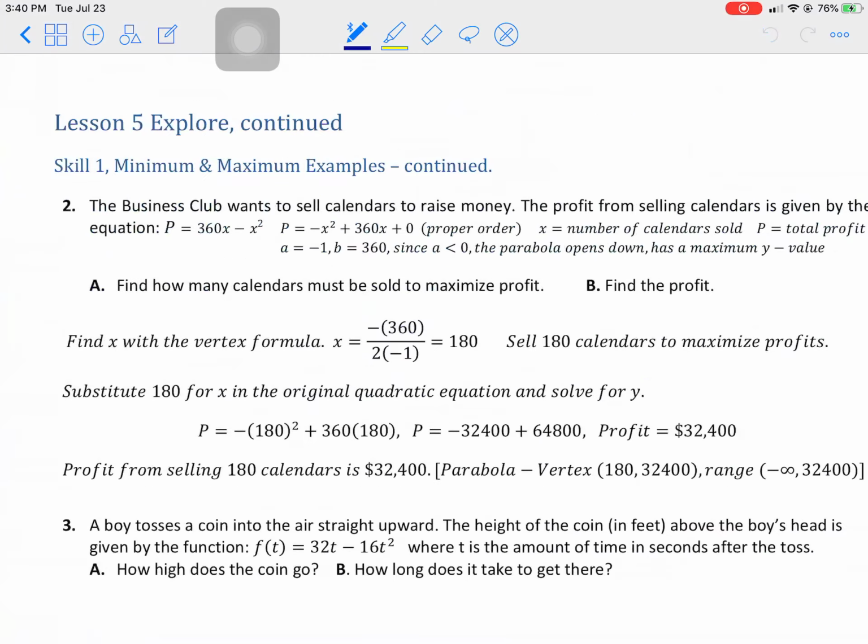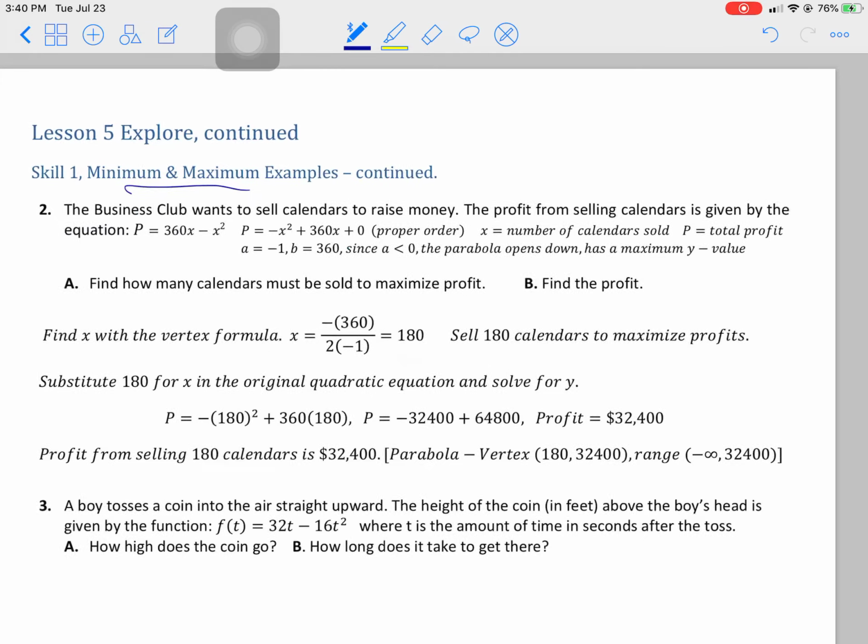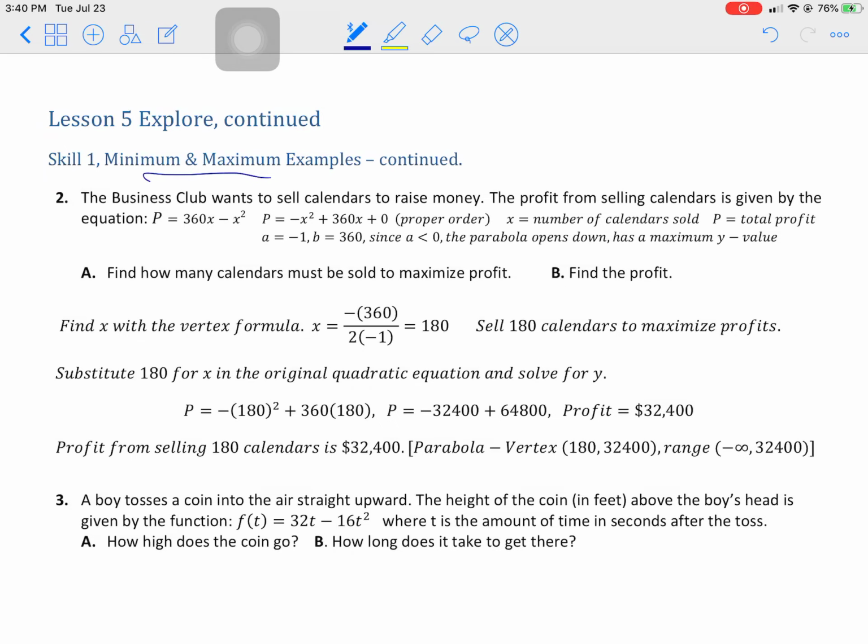So I want to go to the next page and keep going with that because this is still on minimum and maximum. So the business club wants to sell calendars to raise money. The profit from selling calendars is given by the following equation right here. It's a quadratic because it has an x squared in it as a term. One of the terms is raised to the second power.